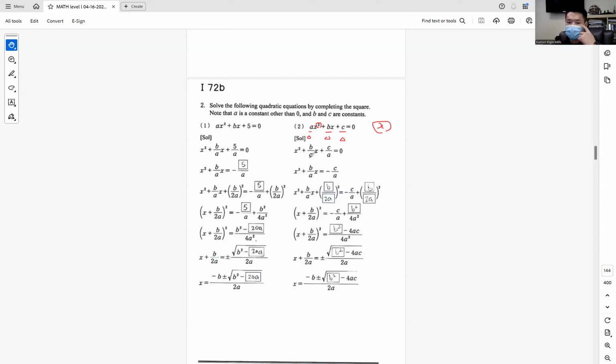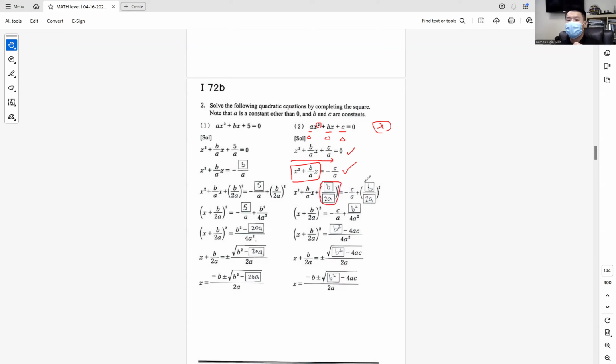Now, let me ask you this. How do I get to this point? Everything divided by a, right? Perfect. And how do I get x squared plus b/a x equal to negative c over a? Change the c over a to the right side. Very good. Now, do you know where I get this b over 2a squared from?